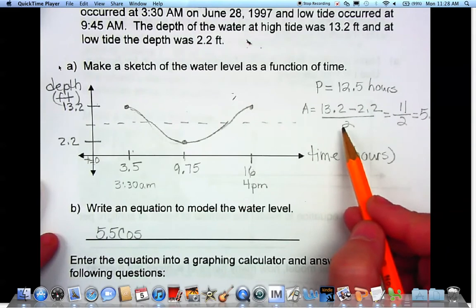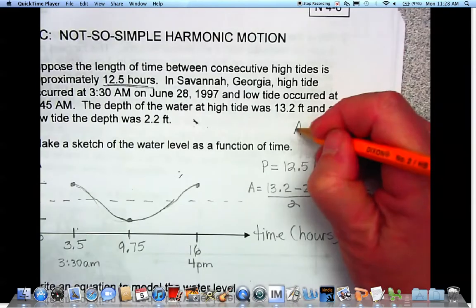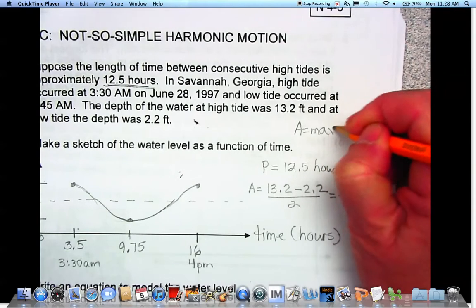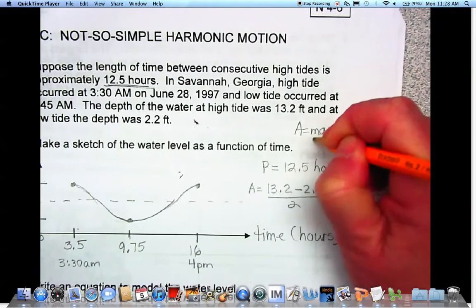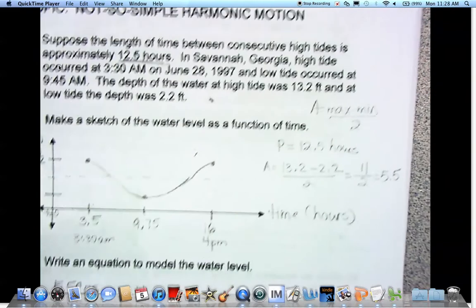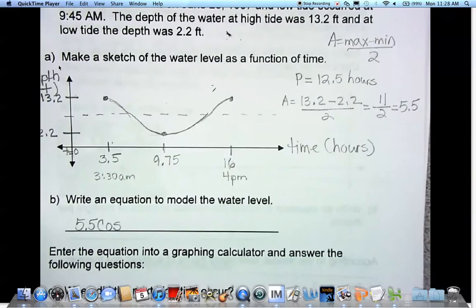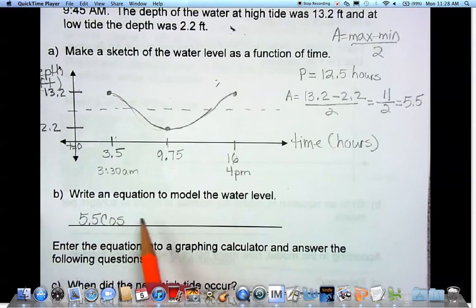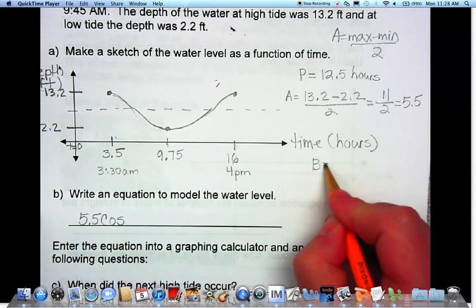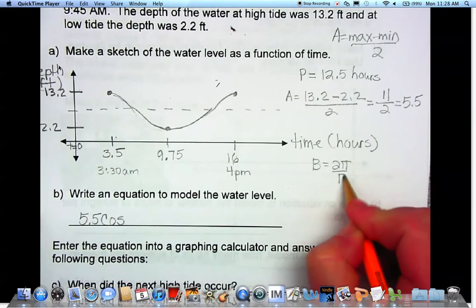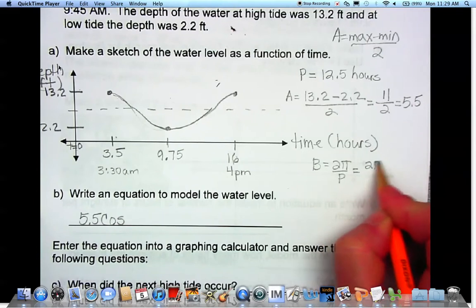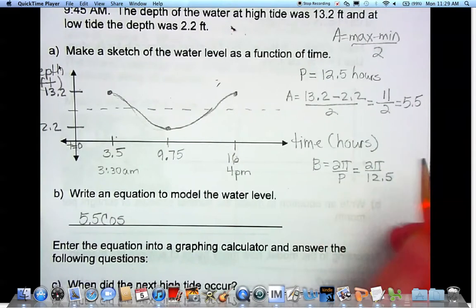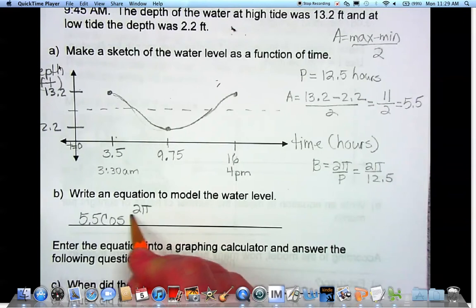Not so simple harmonic motion. I'm going to write that up here: A equals max minus min divided by 2. Every time you'll get it. Okay, then how do we find the B? Because that's next. 2 pi over the period. And what's the period? 12.5. If you want to leave it as 2 pi over 12.5, I am fine with that. I think that would work.